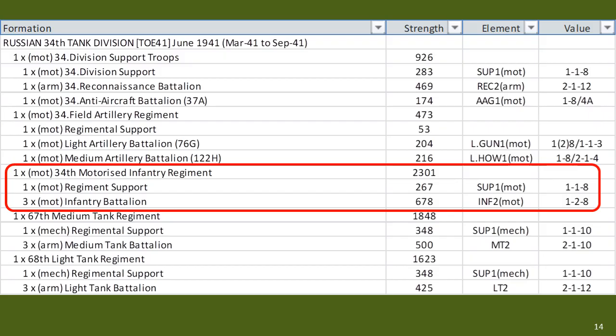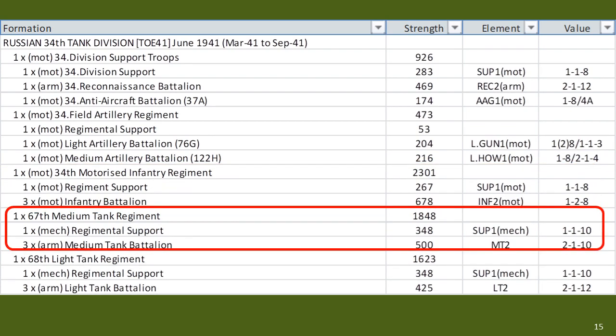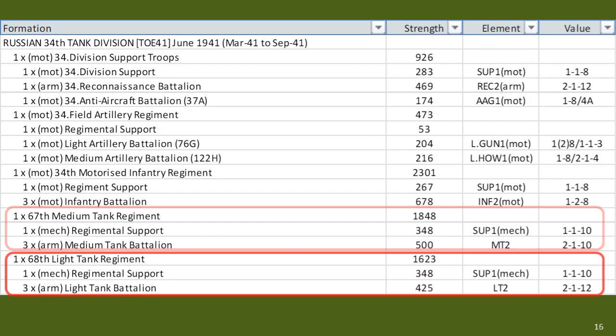No big surprise here. This division contained the 67th Medium Tank Regiment, which consisted of 3 medium tank battalions equipped with BT tanks. Some of the divisions possessed heavy tank battalions which were equipped with KV tanks. This caused the Germans massive issues in the northern sector of the front line. In addition to the medium tank regiment, the division also possessed the 68th Light Tank Regiment, consisting of 3 light tank battalions.